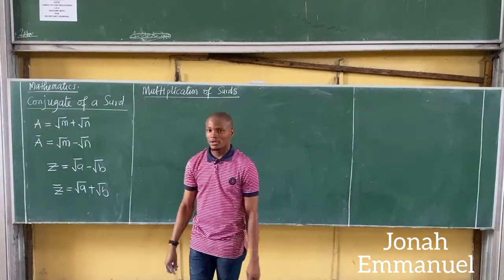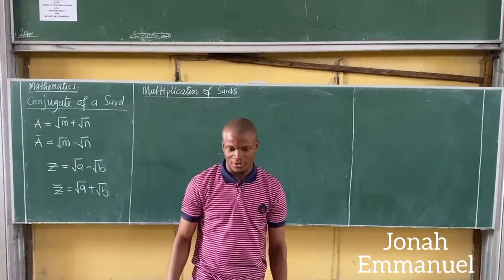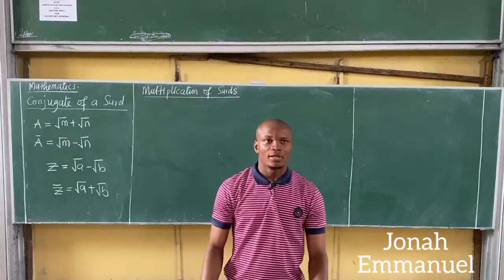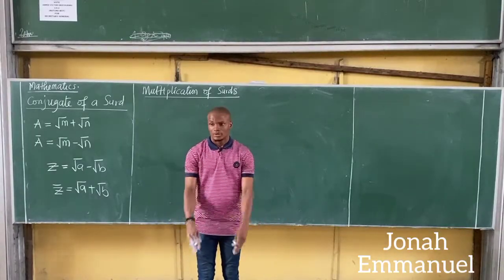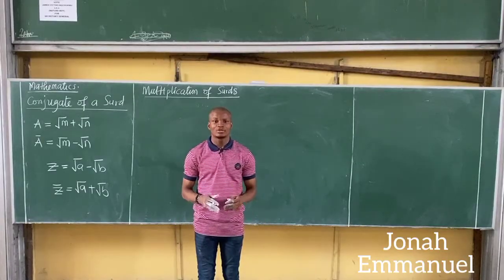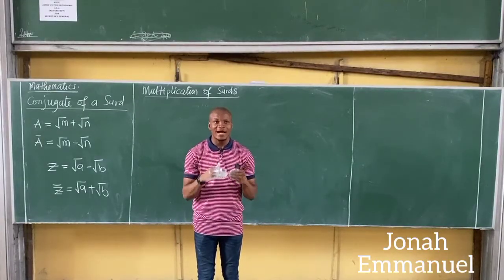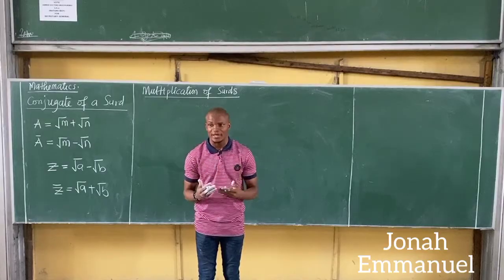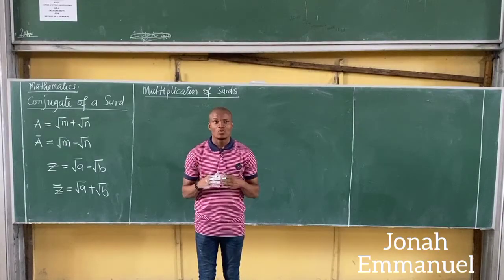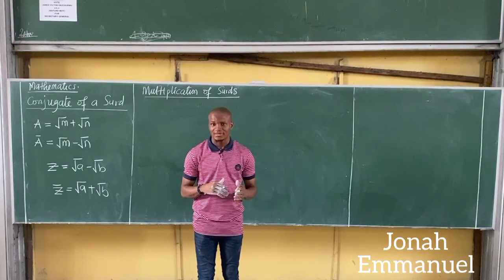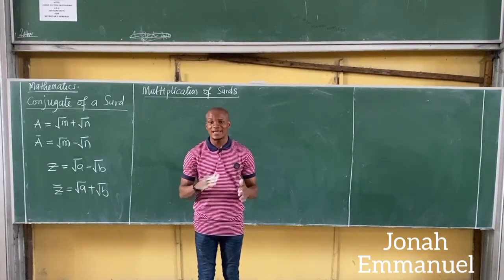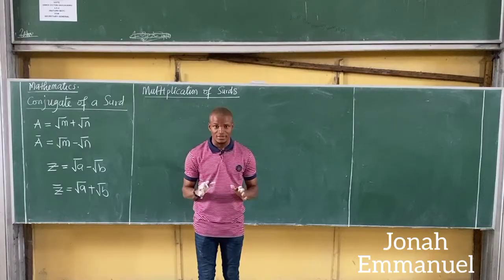Let's see multiplication of sums. Now listen, I said two sums can only add or subtract if they are similar. Just so that you know, when it comes to multiplication, they don't have to be similar to multiply, please. That means two dissimilar sums can multiply. That's what it means. Alright?